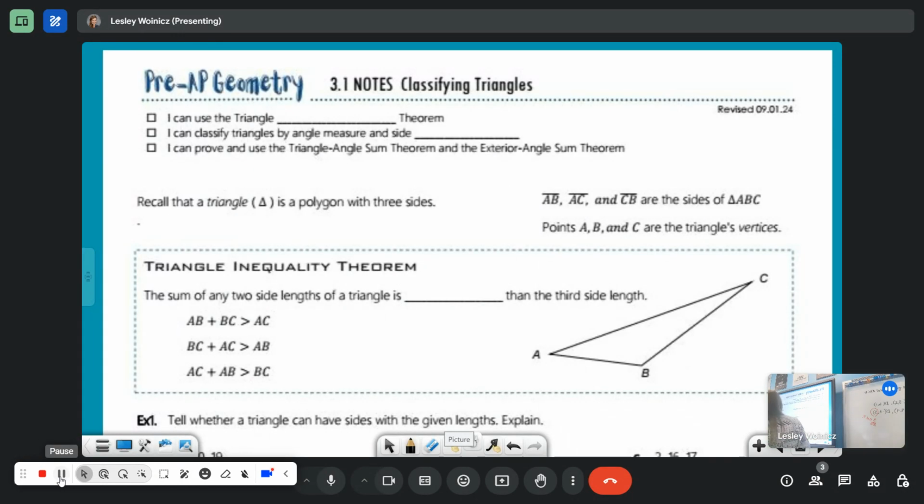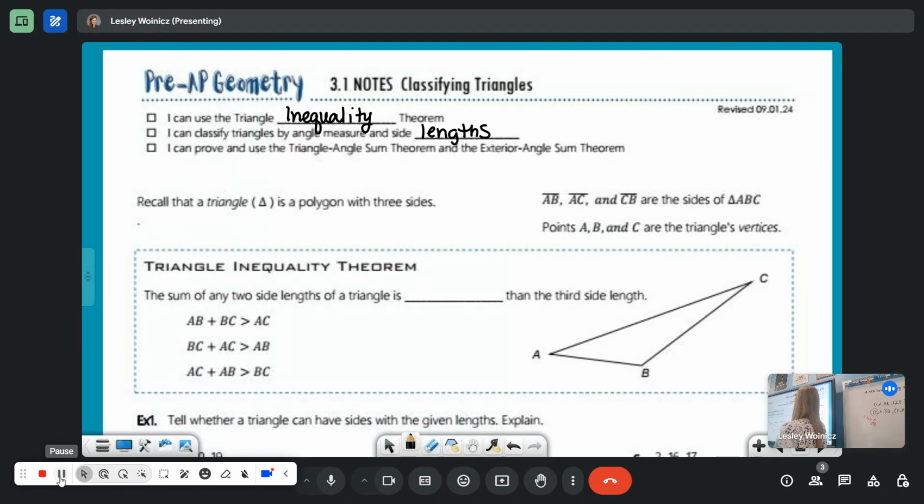Guys, we are going to use some really fun theorems and stuff. One of them is the triangle inequality theorem. We are also going to classify triangles by angle measures and side lengths. Then we're going to use the triangle sum theorem, super fun, and the exterior angle sum theorem.